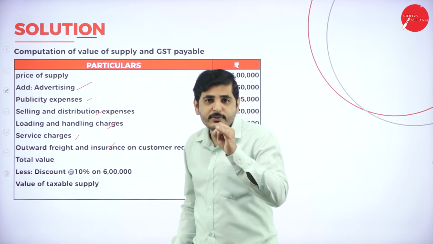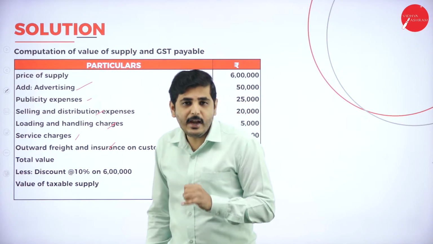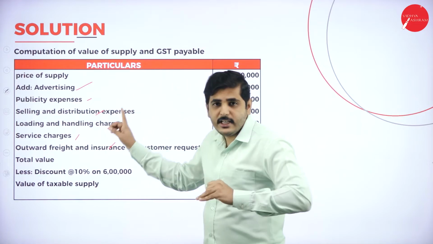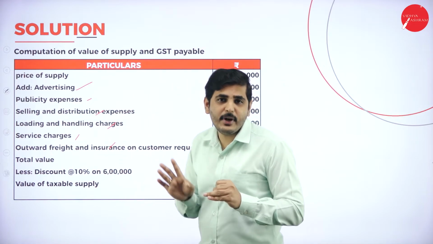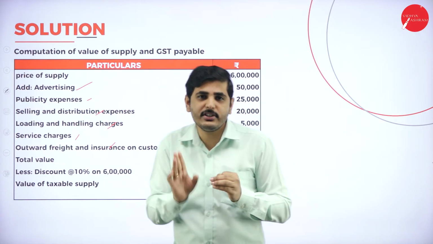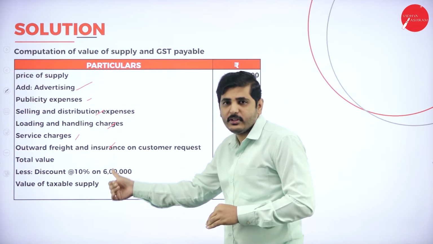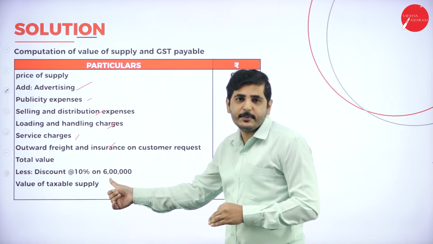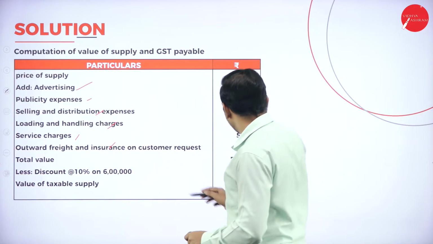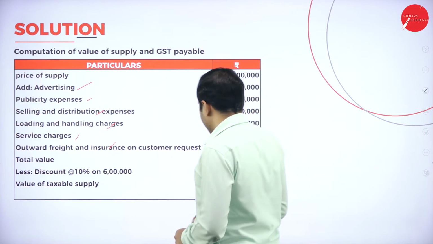What are those? First one, any late fees, any fine paid, we should not consider. Any GST paid, CGST, SGST, IGST, we should not consider. Next point, subsidy from the central government, state government or local authority, we should not consider. Apart from these 3 items, any items given as incidental expenses, we should consider and add. Now if you add all the items, the total value of supply is 7,80,000.